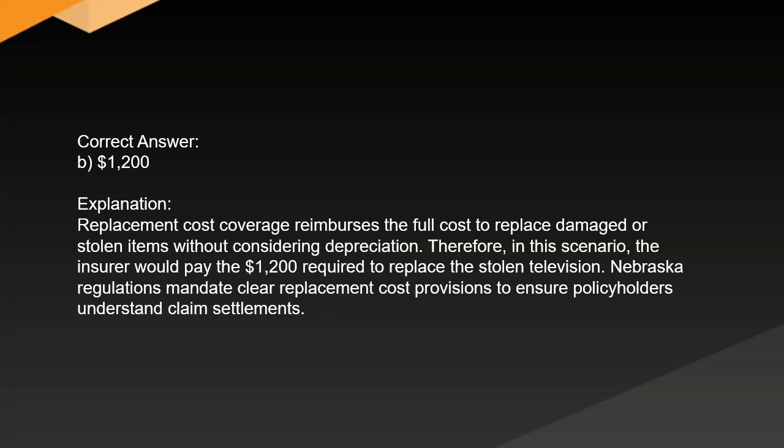Correct answer. B. $1,200. Explanation. Replacement cost coverage reimburses the full cost to replace damaged or stolen items without considering depreciation. Therefore, in this scenario, the insurer would pay the $1,200 required to replace the stolen television. Nebraska regulations mandate clear replacement cost provisions to ensure policyholders understand claim settlements.